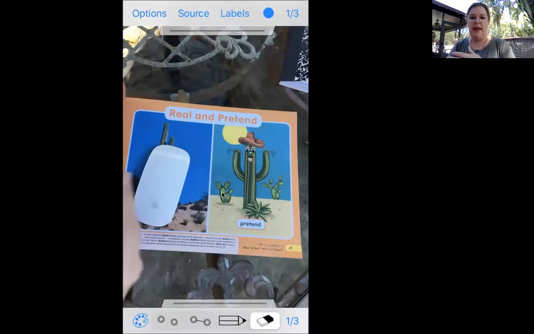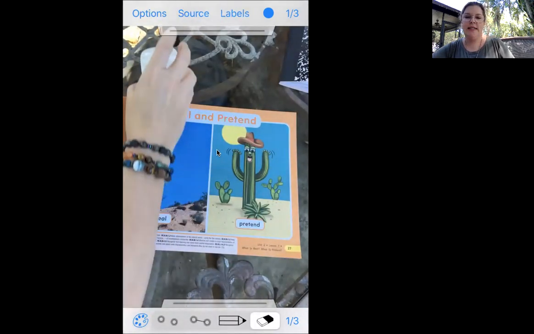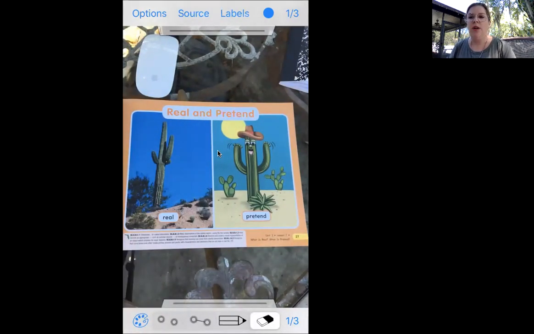And today for science, we're going to be talking about real versus pretend. Okay, so in your math book, if you want to go ahead and get it, we're going to turn to page 27. No, did I say math book? Oh my goodness, I'm going crazy. Your science book, silly me. So you're going to get your science book and you're going to turn to page 27. All right, page 27. And we're going to talk about real and pretend.